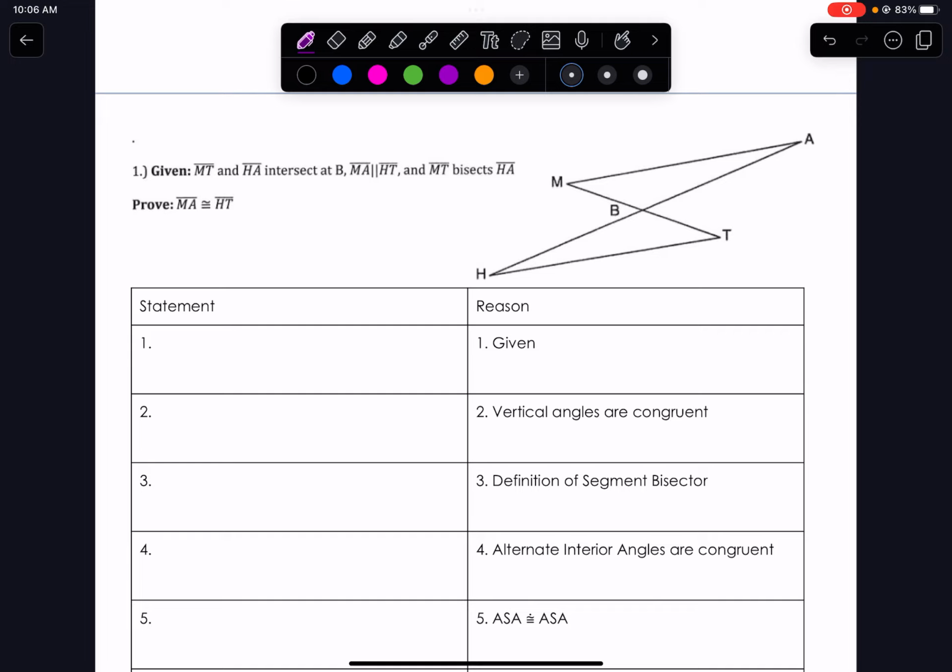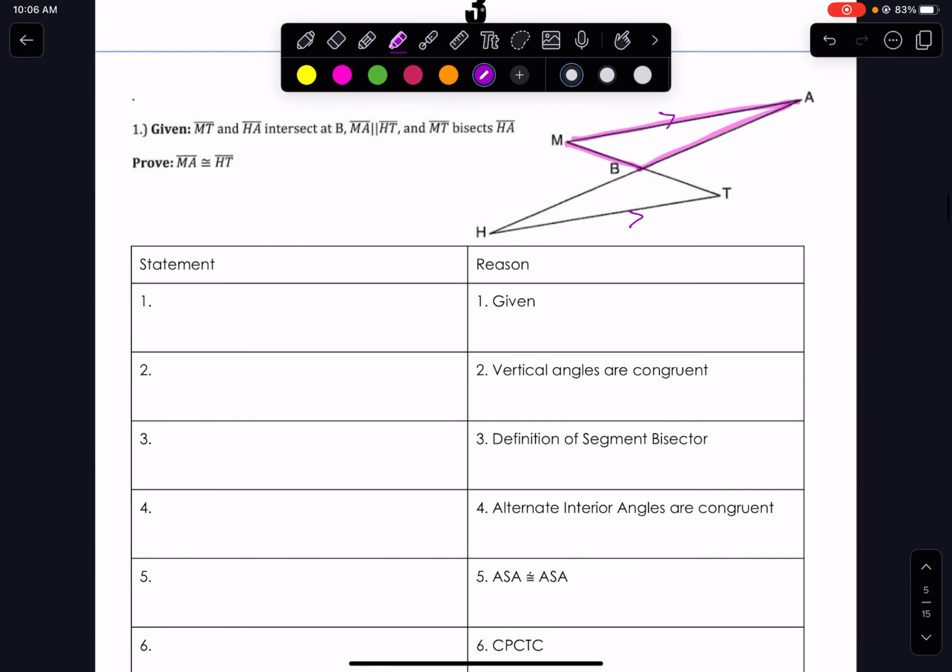MT and HA intersect at B. MA is parallel to HT. MT bisects HA. So we've got a lot of information here. But right away, you should look and see what type of shape I am given in this proof. This is our bow tie shape. So when there is a bow tie, you know that you have a pair of vertical angles. So you already have one pair of angles that are congruent.